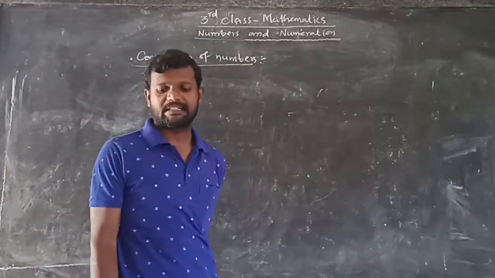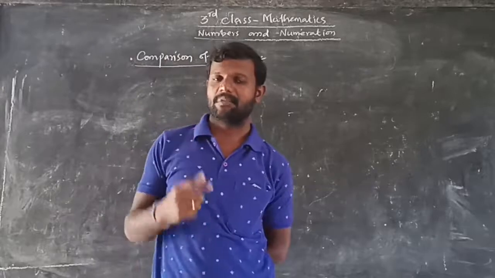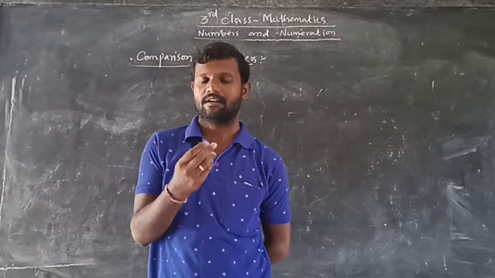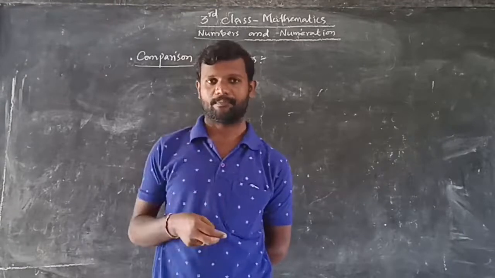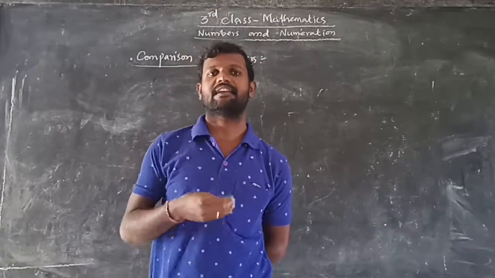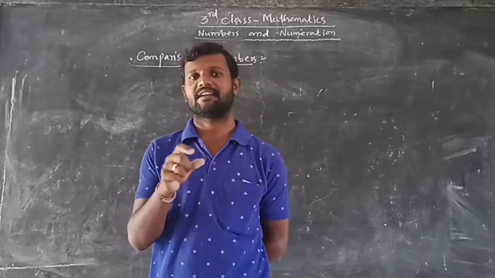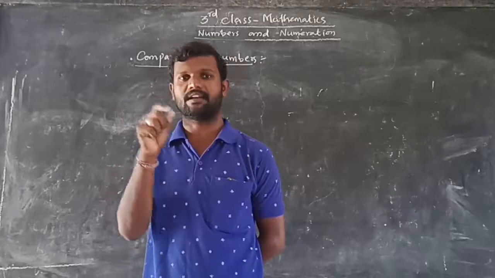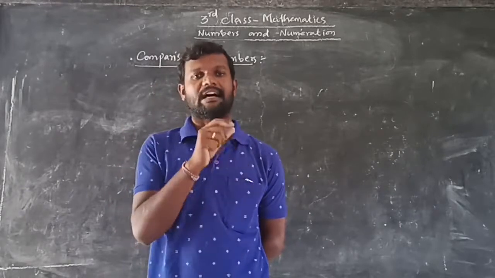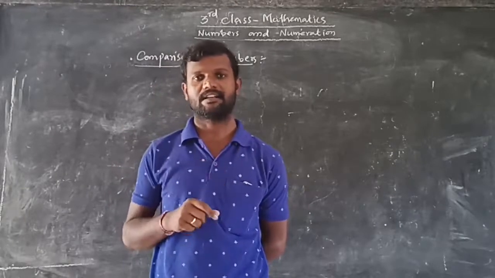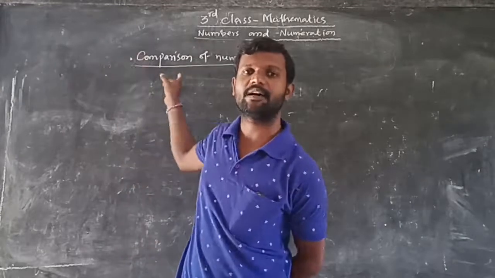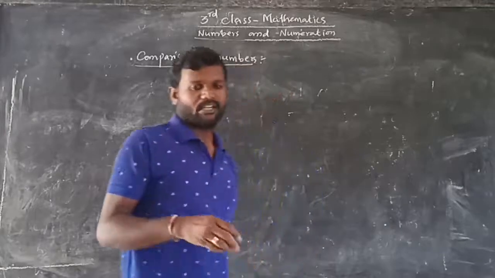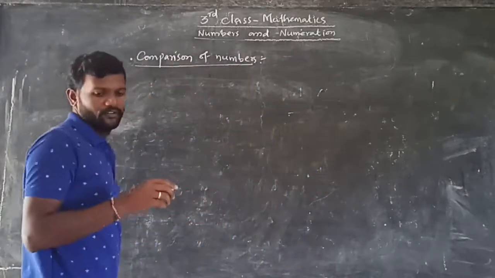Comparison of numbers means that if two numbers are given, we can say which is bigger or which is smaller. So identifying the largest and smallest numbers, and writing them in an order, either increasing or decreasing, means in ascending order or descending order. These kinds of things come under which topic? Comparing of numbers. Okay.